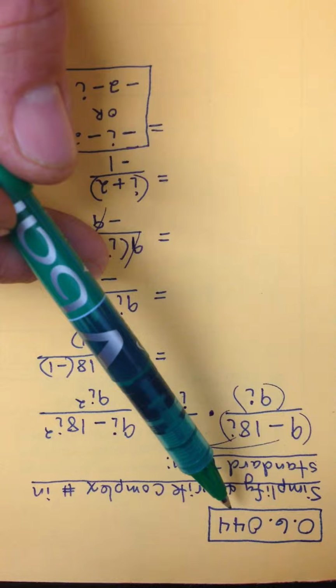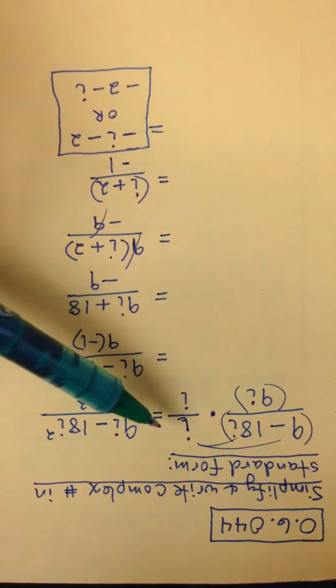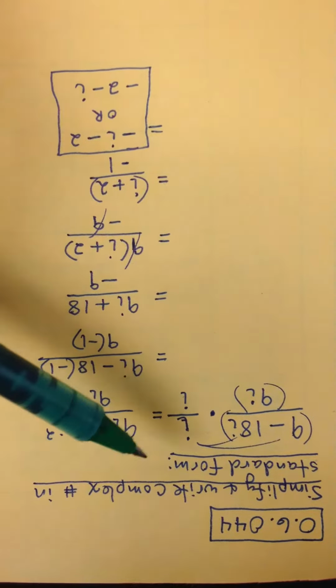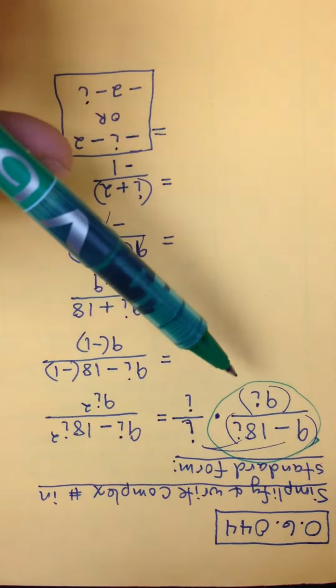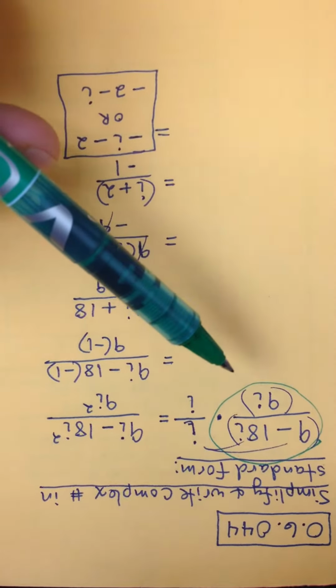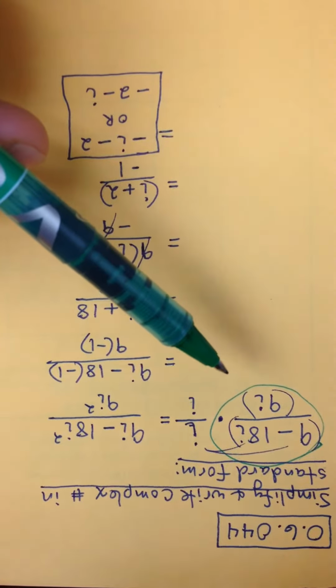All right, next problem from section 6 in chapter P. It was number 44. You're asked to simplify and write the complex number in standard form. All right, this is our original problem right here. We have an i in the denominator. You cannot have an i in the denominator. Remember, i is equivalent to the square root of a negative 1.